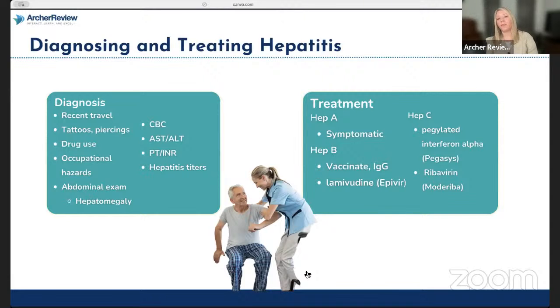For hepatitis B, we're vaccinating them. And also we might use antivirals like lamivudine. For hepatitis C, we're using pegylated interferon alpha and ribavirin.